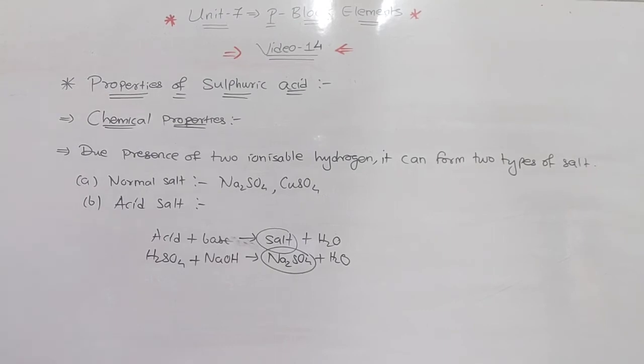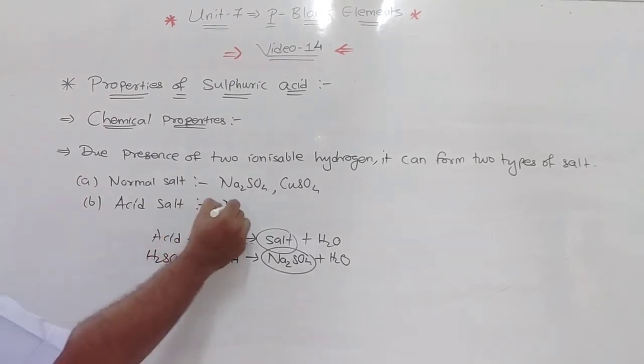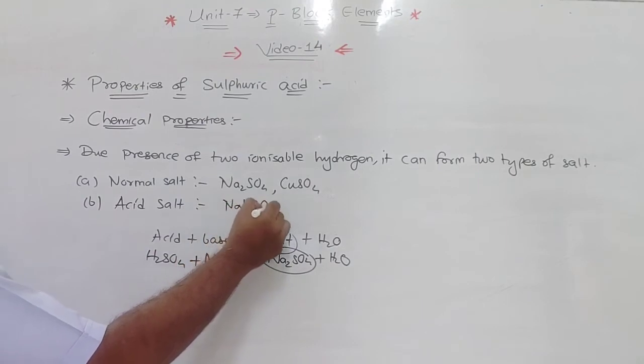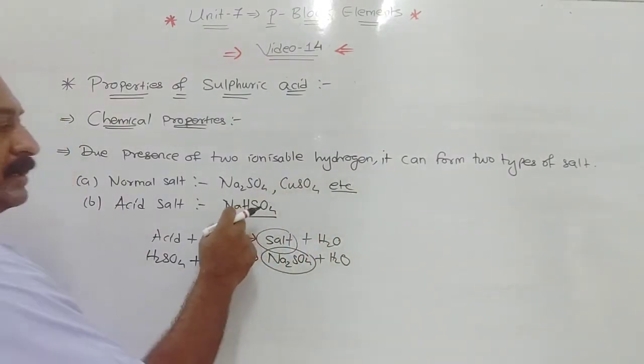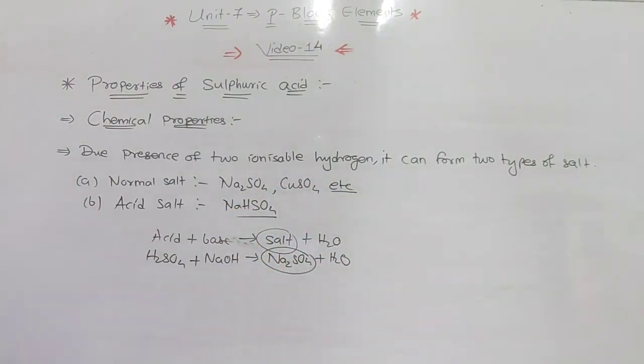Then the other one, acid salts, is NaHSO4. Understood? This is the acid salt that it forms, that is with the metal hydrogen sulfate. So these are the acid salts that we form. This is all about salt formation.